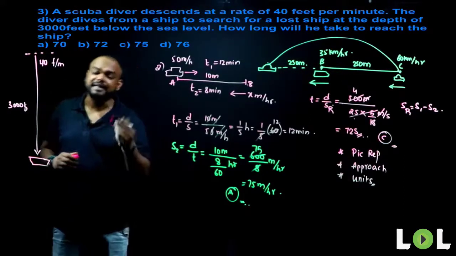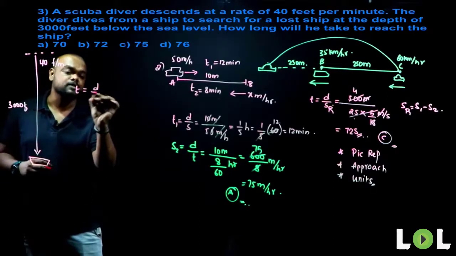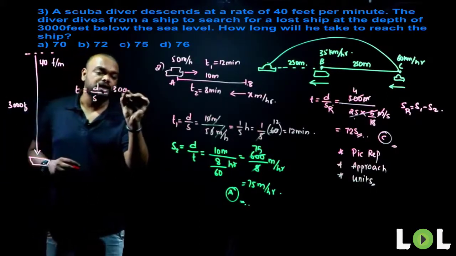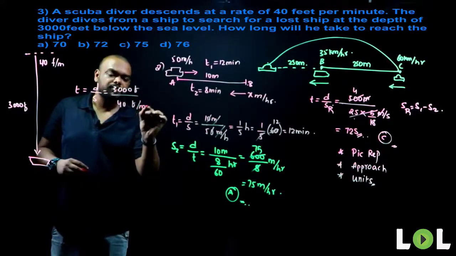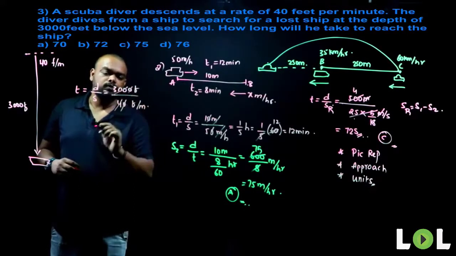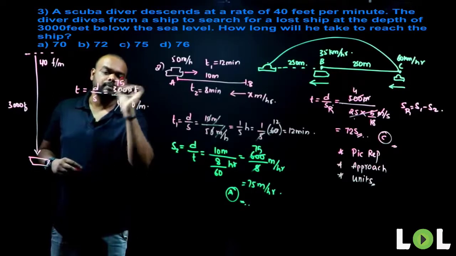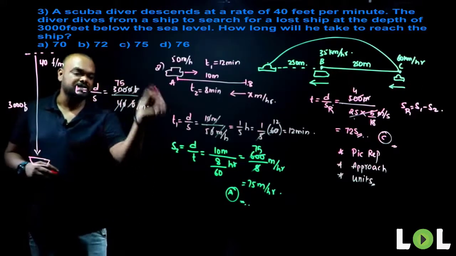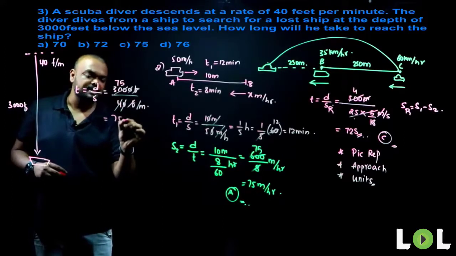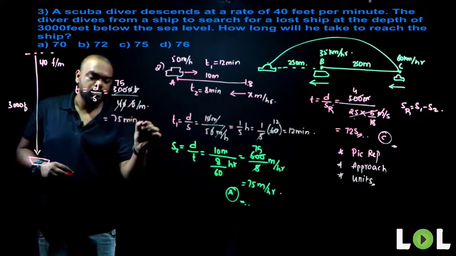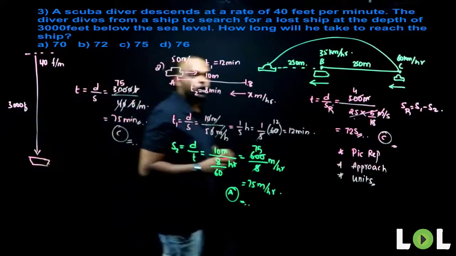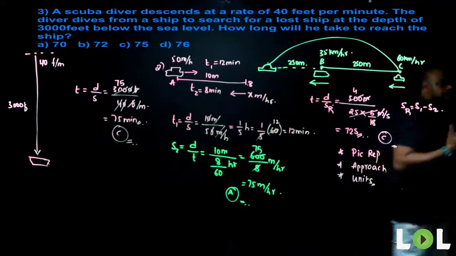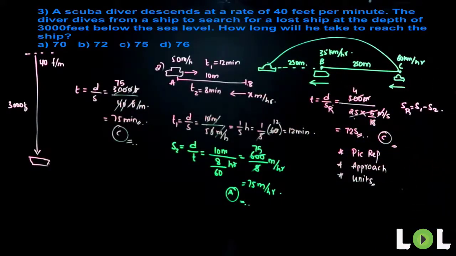Speed is given. He is asking time. How do I calculate time? Time is distance by speed. Distance is 3000 feet divided by speed, 40 feet per minute. 0 cancel. 4 into 75. Feet cancel. Minutes goes to numerator. Answer is 75 minutes. Do we have the option? 75 minutes. Option number C. Very simple question, like a direct question guys. Distance is given, speed is given. We just had to calculate time here. Copy it. We shall continue the rest of the questions.